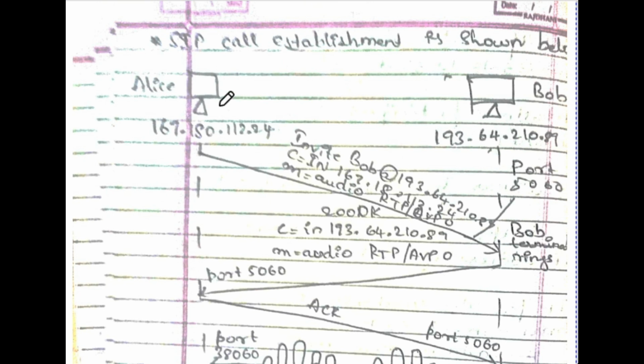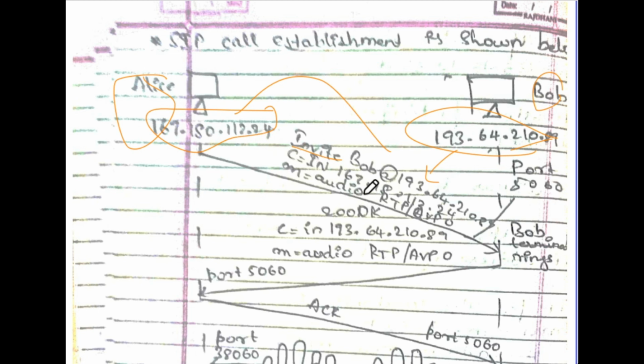So this is the SIP establishment as shown. It is very easy. Alice wants to make a call to Bob. The IP address of Alice is 167.180.112.124. We can write anything we want. Now Alice sends the invite to Bob. Invite Bob at the IP address of Bob. Alice sends the IP address of her also.